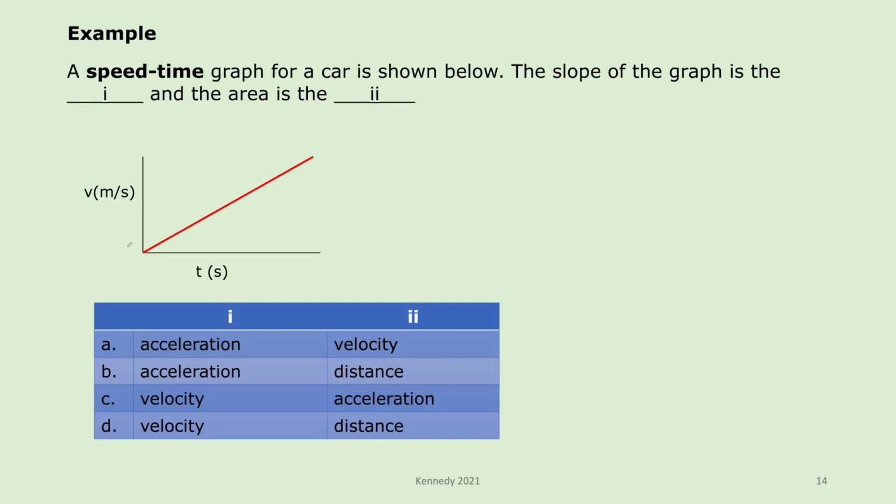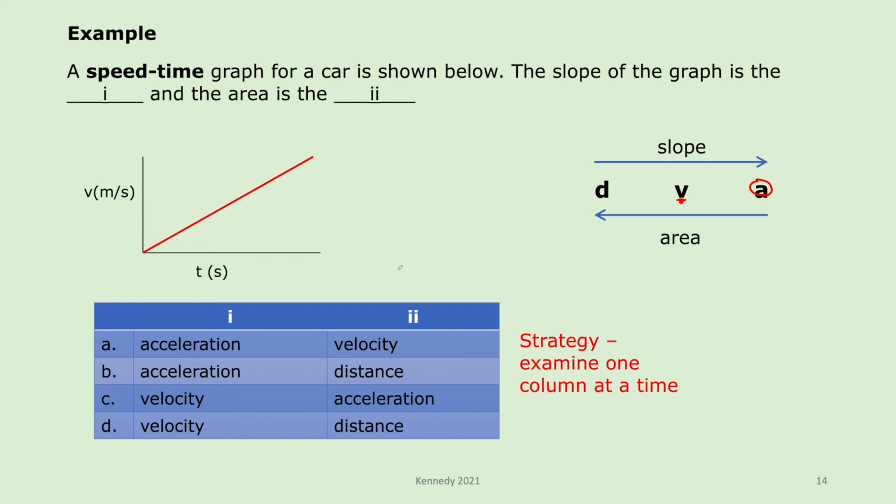Here's another example. A speed time graph, VT graph, shown below. The slope of the graph is blank and the area is blank. Aha, well, how do I remember this? Is it just straight memory? No, I've got a little memory aid to help me. My DVA memory aid. So, what have we got going on? The slope. Okay, it's a VT graph. They give us a VT graph, and that's about slope. Oh, that's going to be acceleration.